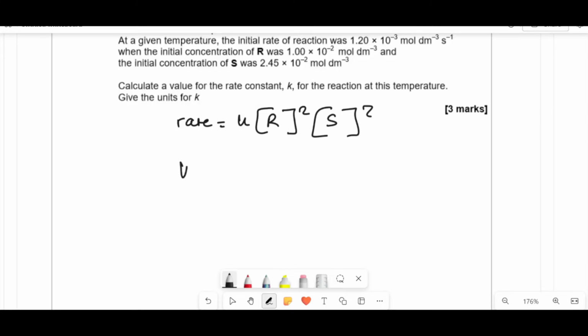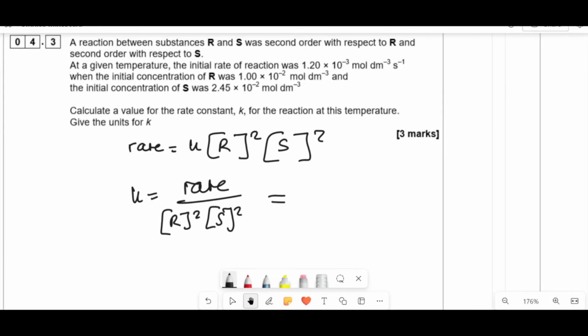So we're looking for k. k is going to equal the rate divided by [R] squared times [S] squared, right? In that case, now we put the numbers in. The rate that was here was 1.2 times 10 to the minus 3, divided by [R], 1 times 10 to the minus 2, squared, and then [S], 2.45 times 10 to the minus 2, squared.